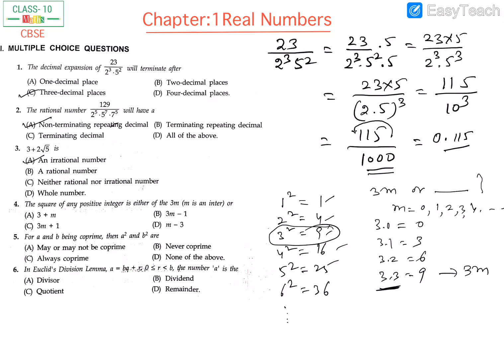So here for this 1, this can be written as 3 into 0 plus 1, that is 1, and for this 4, this can be written as 3 into 1 plus 1. It means these numbers are of the form 3m plus 1. So our option is C.